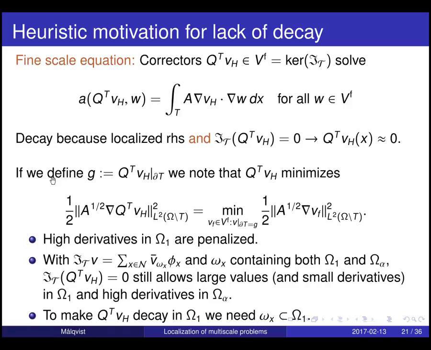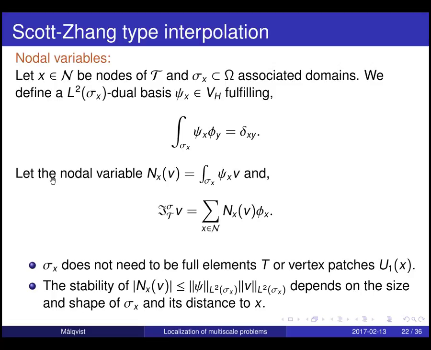So if you think about nodal interpolation, you would like to pick nodes in the channel at some distance. And if you have these averages, you want to integrate just over the part of the channel. Okay, and so we want to construct a method which integrates only in omega 1 to make sure we get decay there. Then we look into this Scott-Zhang interpolation operators, which can be used to do that.